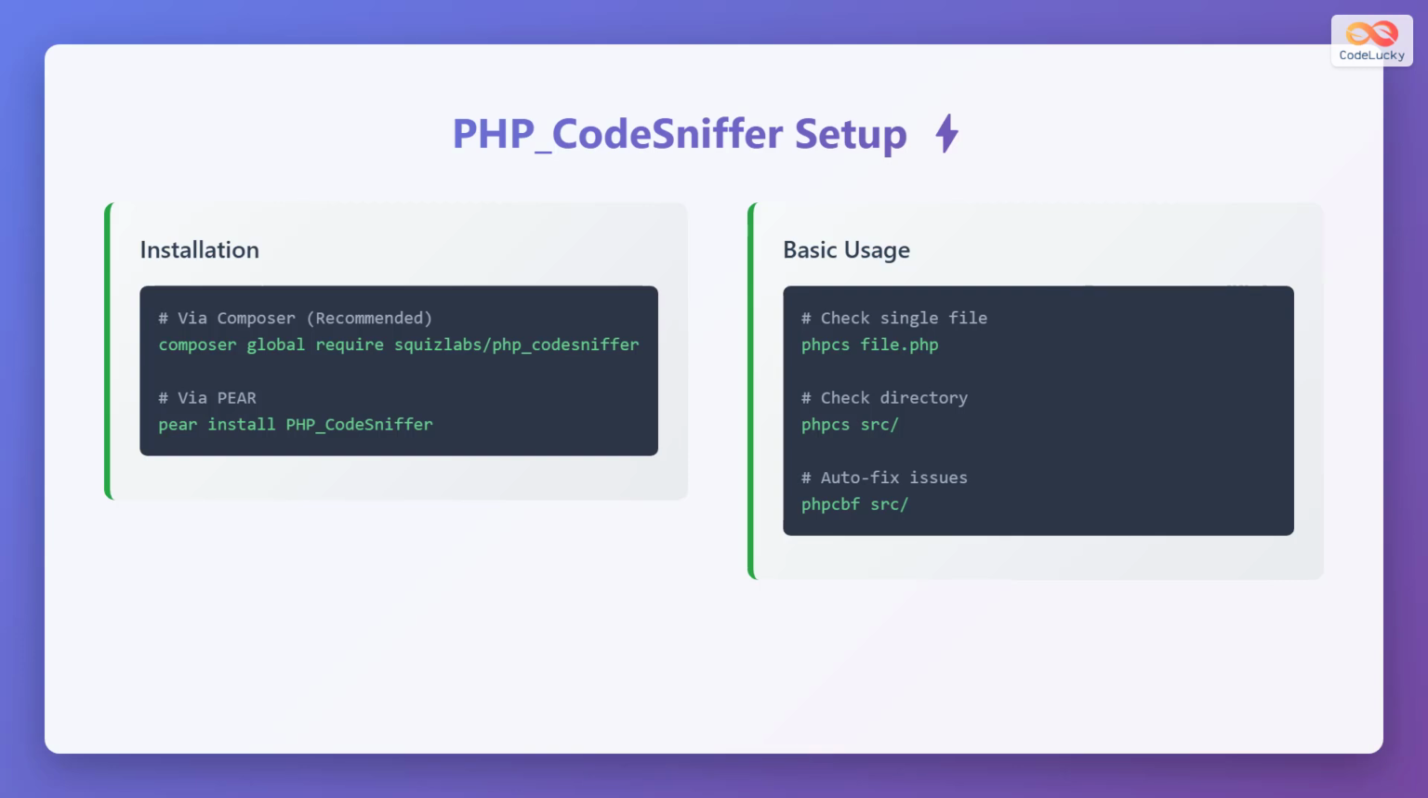To install PHP Code Sniffer, you can use Composer, which is the recommended method, by running the command composer global require squizlabs/php_codesniffer. Alternatively, you can install it via PEAR using the command pear install php_codesniffer. Once installed, you can check a single file by running phpcs file.php, check a directory by running phpcs /, and auto-fix issues by running phpcbf /.